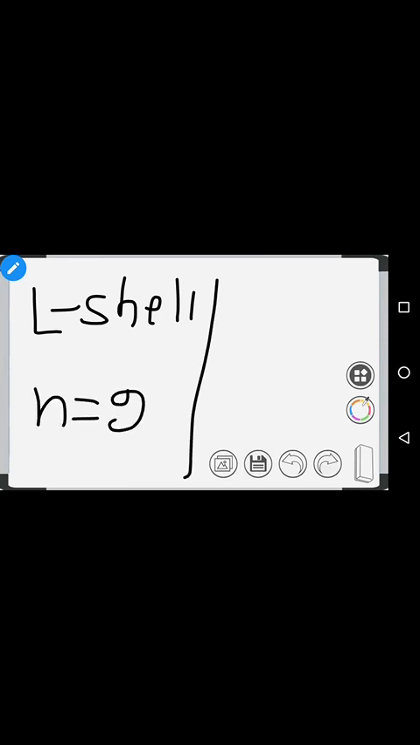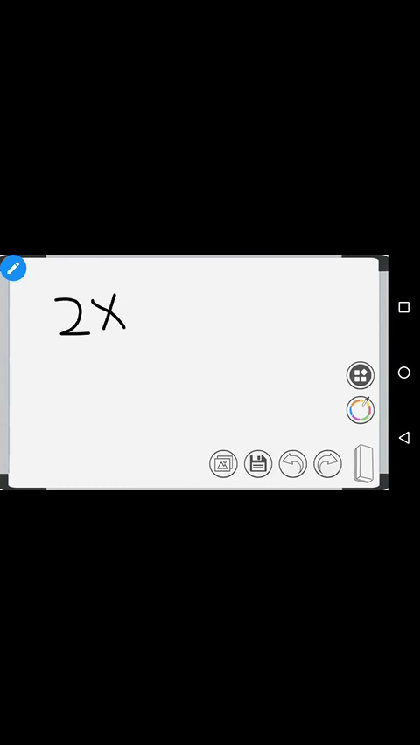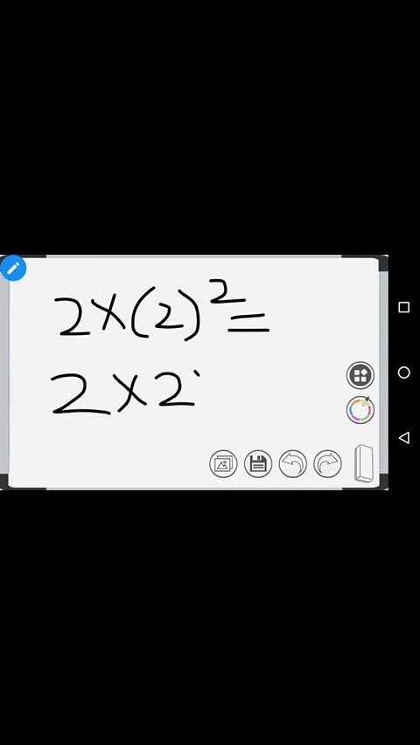Now the L shell. What is the formula? n is equal to 2. So 2n square, so 2 into, substitute this 2 here, 2 square. What will come? 2 into 2 square can be written as 2 into 2 into 2, which is 8. I hope you understood this concept very easily. It is a very easy concept.